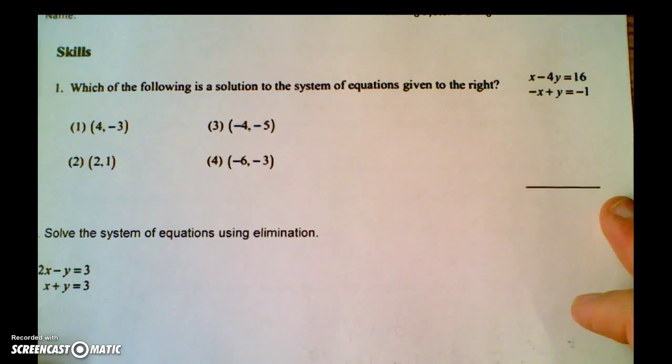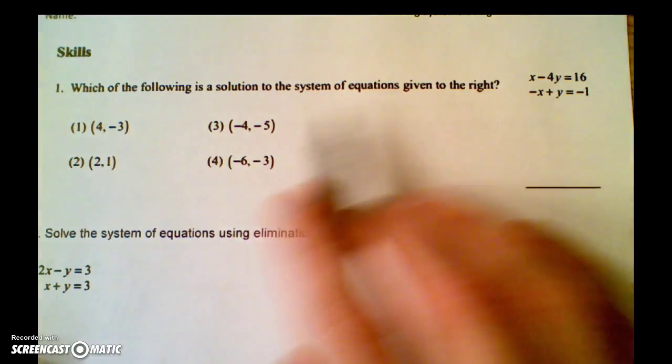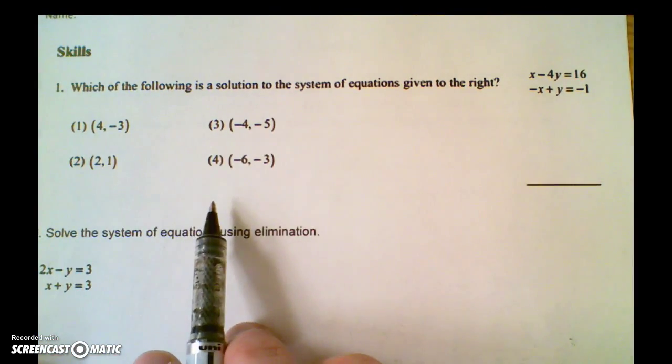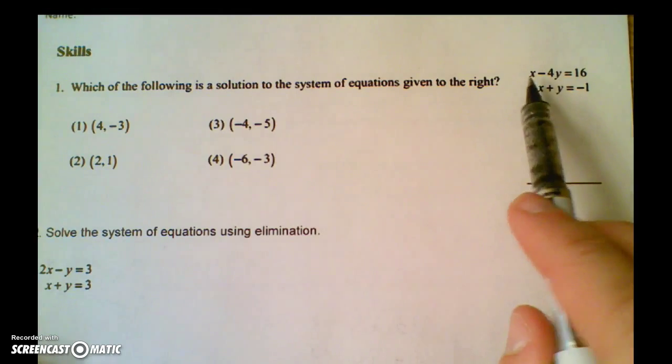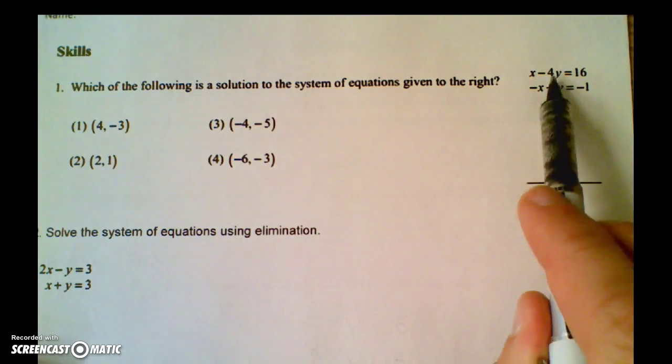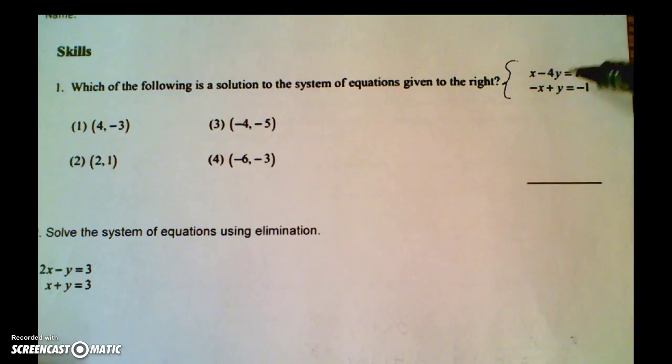So given this question, which of the following is a solution to the systems of equations given to the right? So they give us 4 choices here that we're going to solve for. When I look at my 2 systems of equations, I know I'm going to do elimination because the x's are on top of each other and the y's are right on top of each other. So again, I'm looking for that one that has the variable that has an opposite sign and the same coefficient.